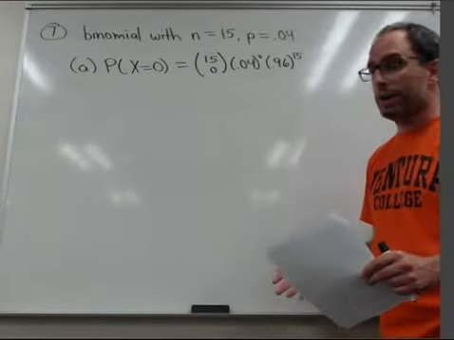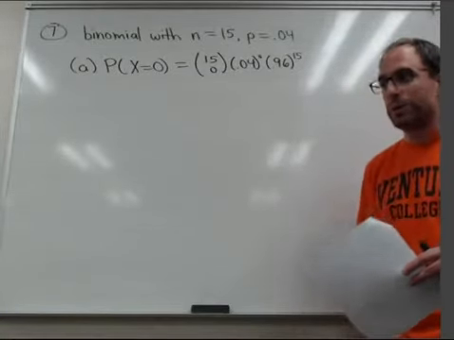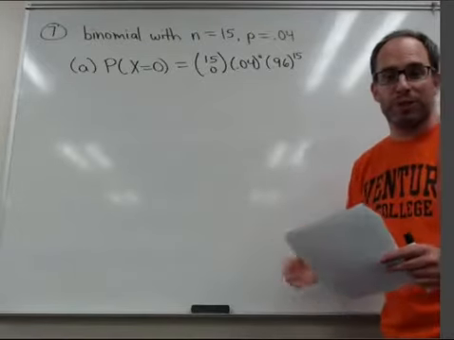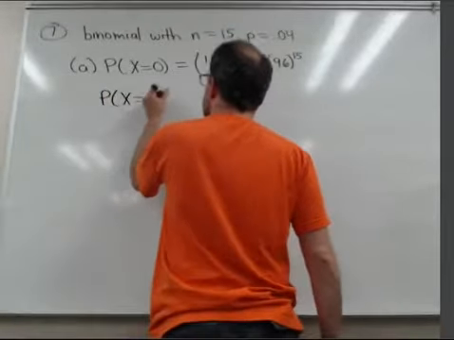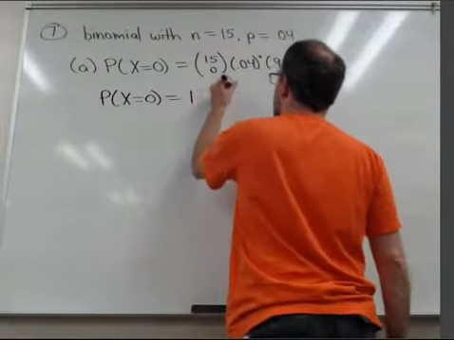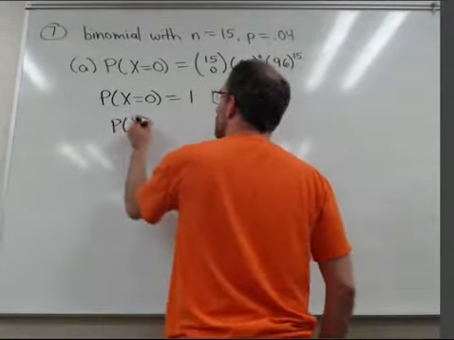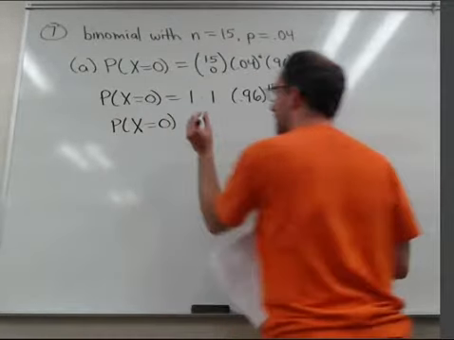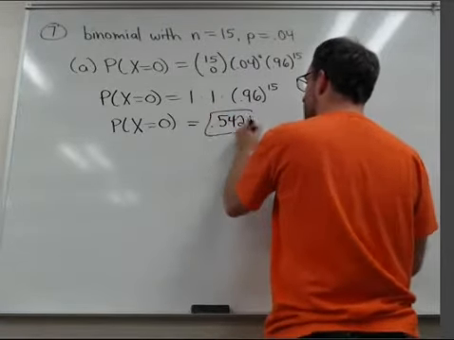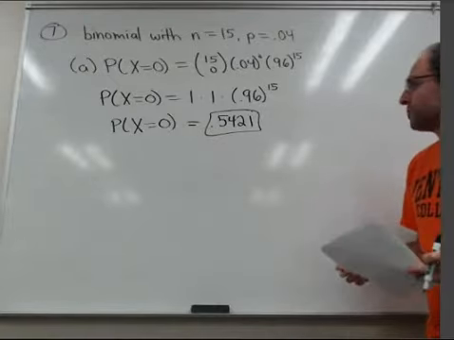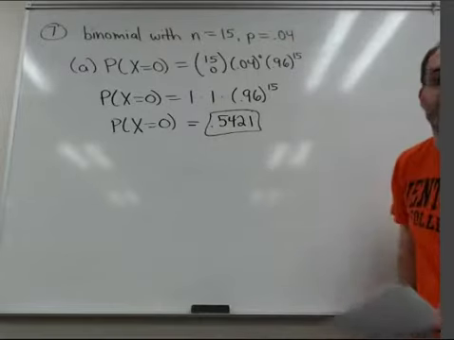So you'll get that 1 as the simplification of that combination one way or another, either working through it logically, or if you do it algebraically with the factorials, you're still going to end up in the same place. Either way, that's a 1. So the probability that x equals 0 is going to be 1 times 0.96 to the 15th. So really that's just 0.96 to the 15th. And what that works out to be, at least to 4 places, is 0.5421. So a fairly large probability, but that's because the probability of success in a single trial is so small.